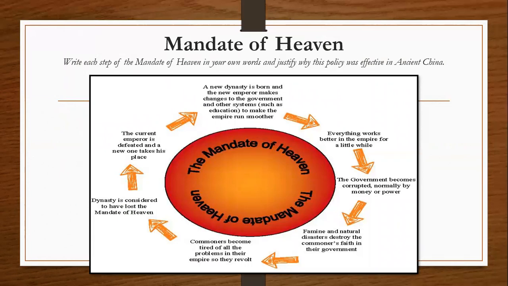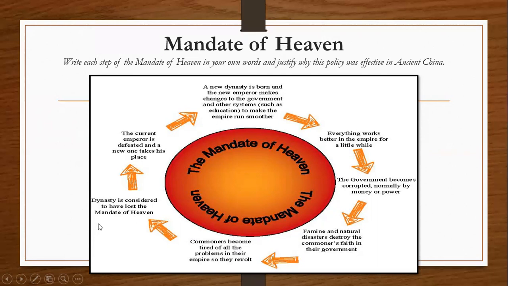So a new dynasty is born, a new emperor is in that dynasty. Everything's working out pretty well. The government is then going to slowly start to become corrupt, normally because of money and power, which will be followed by famine and natural disasters. People are going to start losing their faith in the government. They're starting to get tired of the problems because the empire's not wanting to fix them.